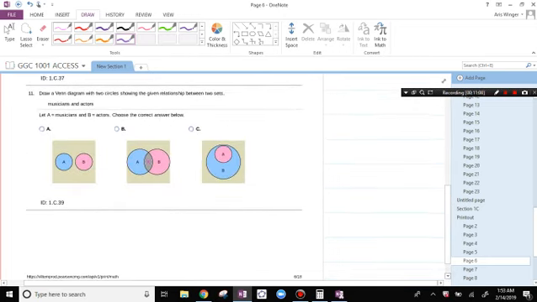Draw a Venn diagram with two circles showing the given relationship between two sets. Musicians and actors should be the same thing. B. Reasoning should be similar.